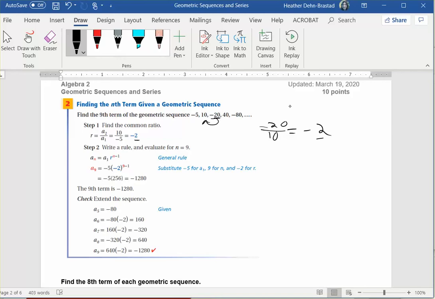And then we're going to write the rule, plugging in our first term. The first term of this one is negative 5, so that's where the a sub 1 goes. And then the common ratio is negative 2. And if they're looking for the 9th term, we take 9 minus 1, or 8. So the first thing you have to do is negative 2 to the 8th power, and they got 256 for that. And then you multiply that by negative 5. That's how you get your 9th term.